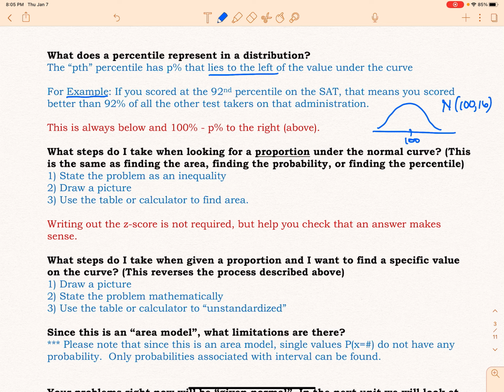So let's say I wanted to know the 75th percentile. What value is the 75th percentile? Well, 75% of the graph is going to be roughly here.